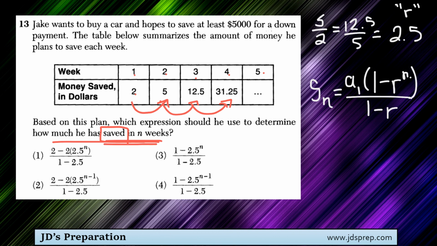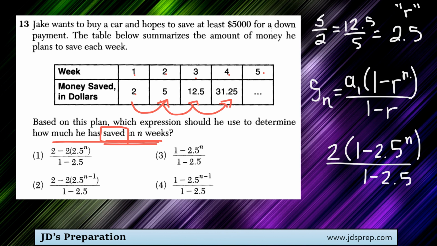Well, you'll notice that if we plug in the values we know, we'll get 2 multiplied by 1 minus 2.5 to the power of n, over 1 minus 2.5. You'll notice that this is not one of the 4 possible answers. Well, it actually is. It's just been rearranged or rewritten without the brackets.